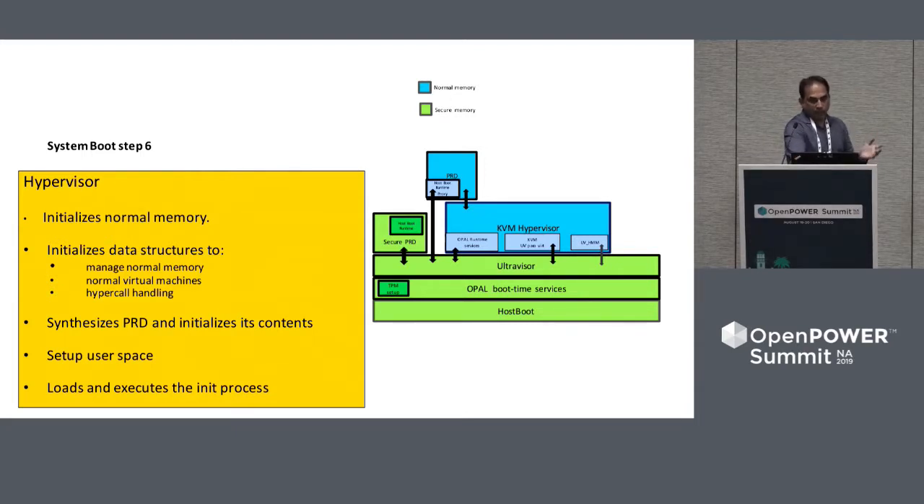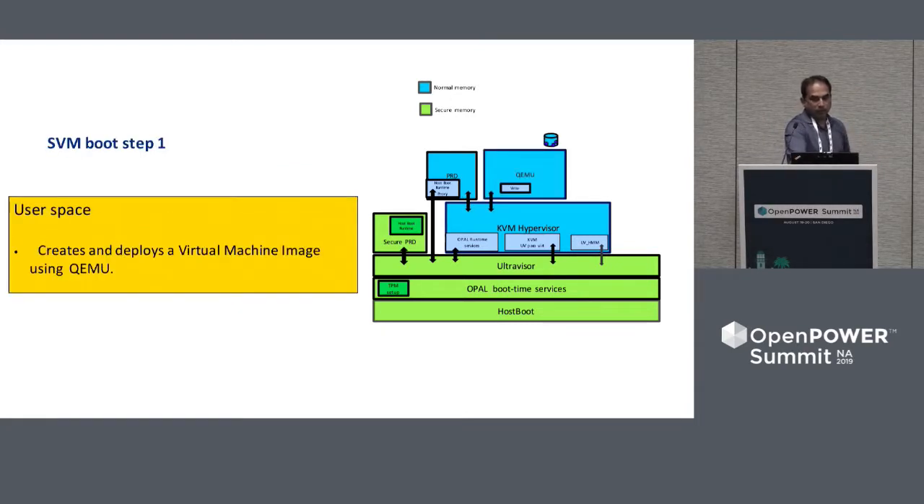Then now comes this part where we are starting this virtual machine. So you go to the user space. At this point, you would have created a secure virtual machine image by using our tools, by taking a normal virtual machine image, running it through our tool, and would have created a secure virtual machine image. You provide that to QEMU. So you provide that image to QEMU and start a QEMU.